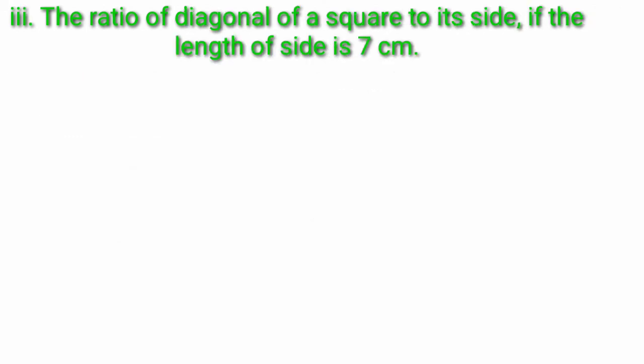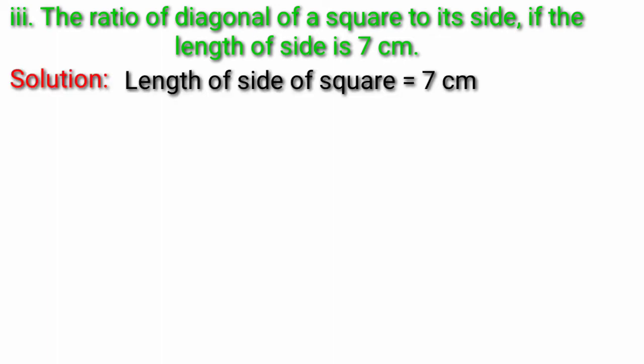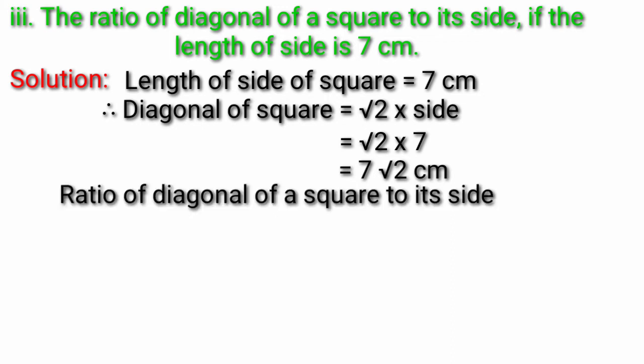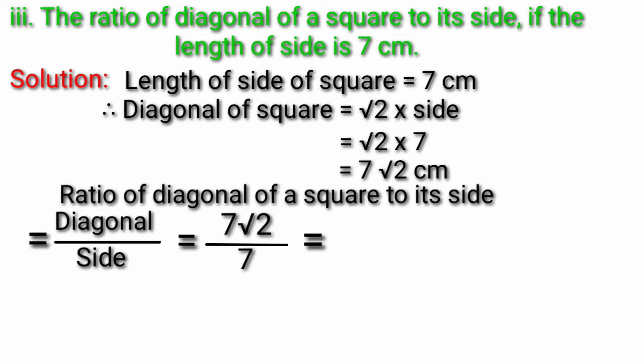Third, the ratio of diagonal of a square to its side if the length of side is 7 cm. Solution: length of side of square is equal to 7 cm. Therefore, diagonal of square is equal to root 2 multiplied by side, so is equal to root 2 multiplied by 7 is equal to 7 root 2 centimeter. Ratio of diagonal of a square to its side is equal to diagonal upon side is equal to 7 root 2 upon 7. So 7 get cancelled is equal to root 2 upon 1. So is equal to root 2 is to 1.